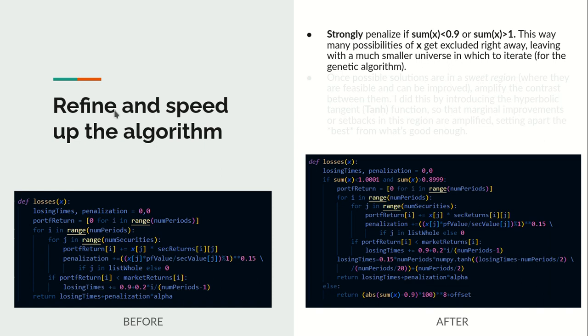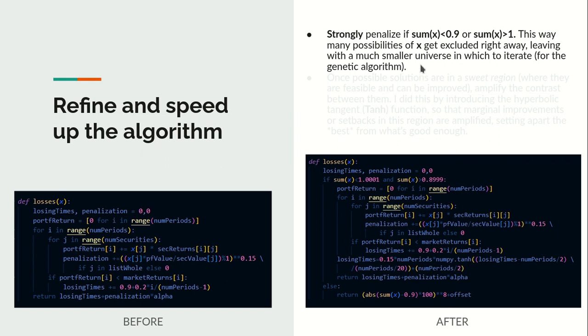Finally, in order to refine and speed up the algorithm, first I strongly penalized if the sum of all the allocations was outside a given range. This range was between 0.9 and 1. And this strong penalization was applied.